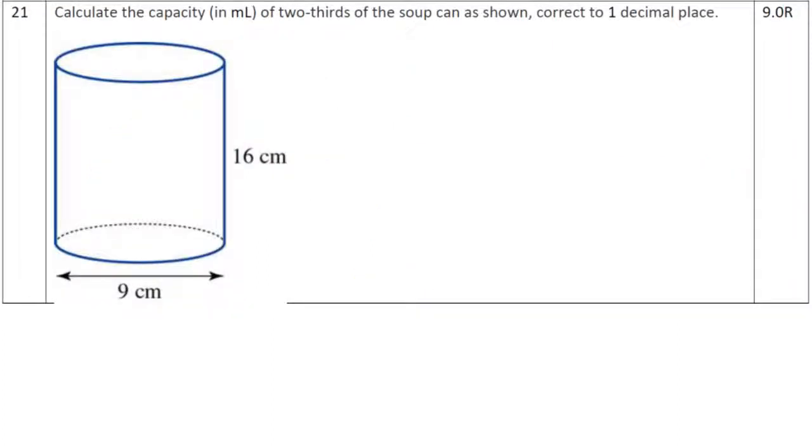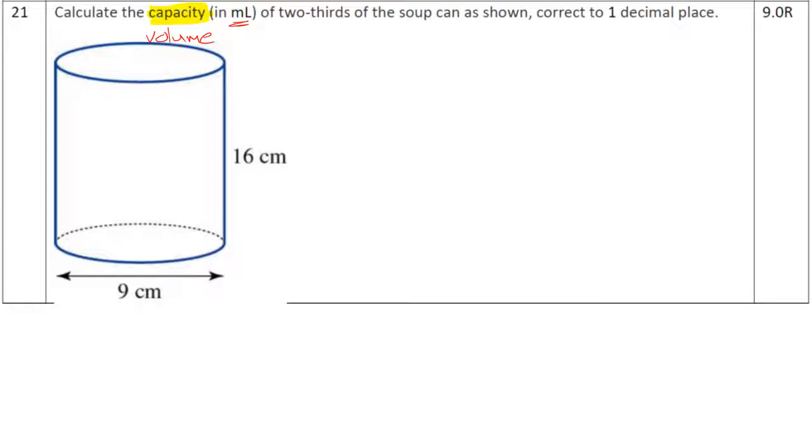Moving along. Calculate the capacity of 2/3 of the soup can, correct to 1 decimal place. Now, again, this one's an interesting one, and part of the reason for this is I think this word may have thrown people a little bit. So the word in question is capacity. So what do we mean by capacity? Capacity is how much stuff something can hold, and how much stuff something can hold is the volume. So what we're saying here is another word for volume. Another clue there is you've got mils. So mils is a unit of volume.